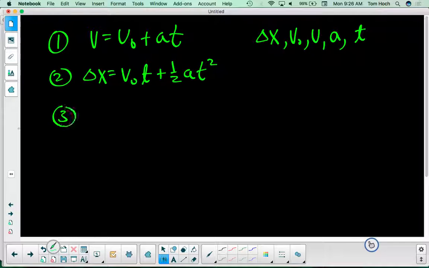The next one, I'm not going to derive for you. I'm just going to jump to the answer. Imagine that I solved this for t and put that t in there and there. I could do it, couldn't I? And that would eliminate t from the equations, and I would get this: V squared equals V0 squared plus 2a delta x. You're just completely taking out the t's. That's it.